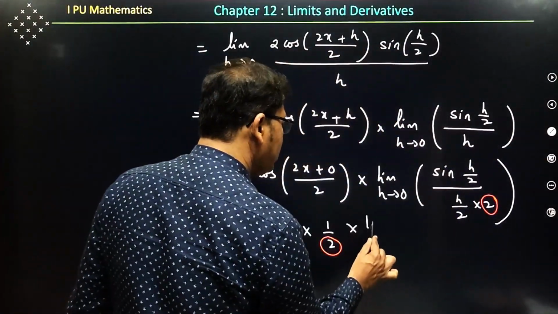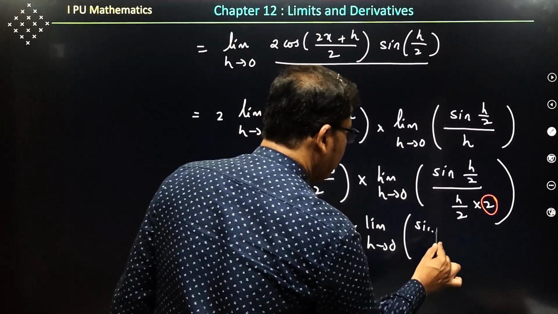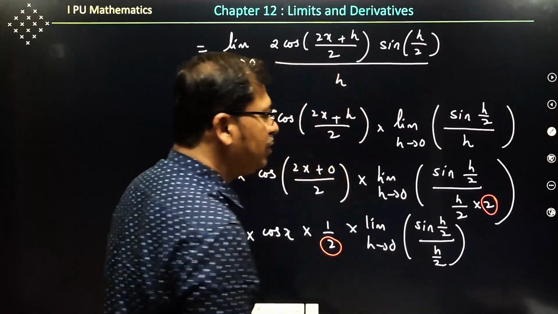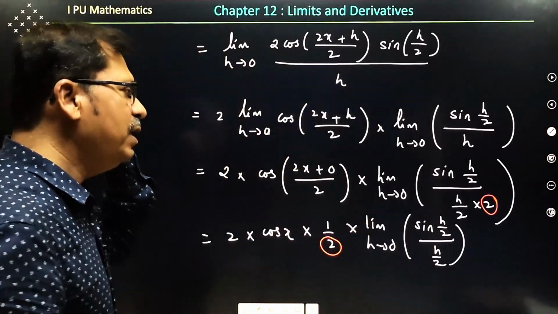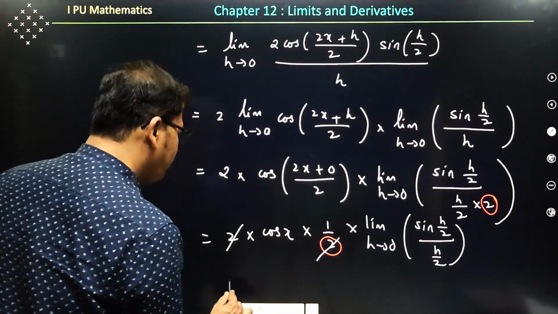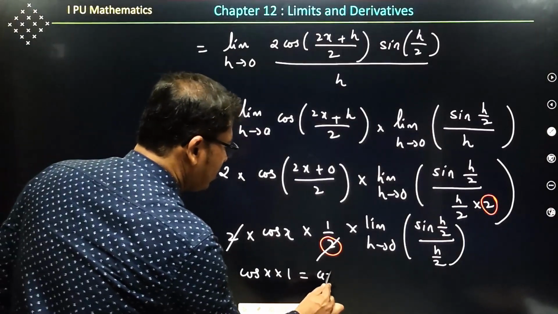Limit h tends to 0, sin h by 2 divided by h by 2. Sin h by 2 divided by h by 2 is a standard form, limit theta tends to 0, sin theta upon theta. Its value is 1, it is a standard limit. So this 2 and this 2 can be eliminated. Cos x remains and the limit value is 1. So the answer is cos x.